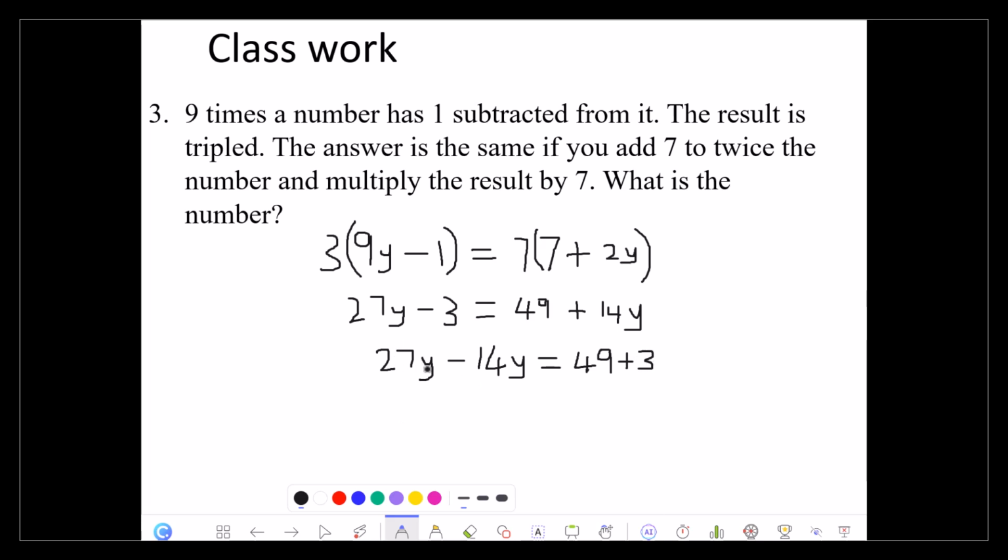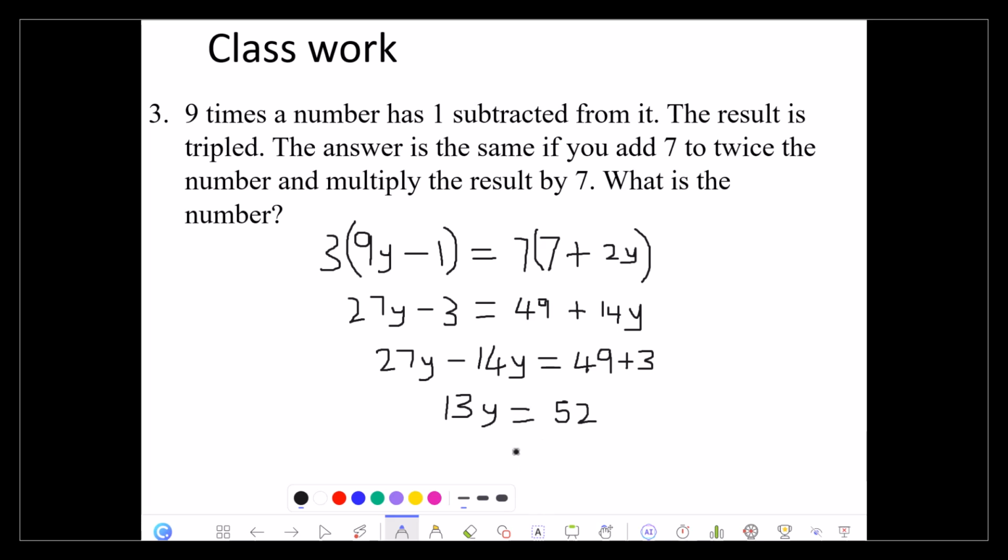Then subtract. Now what is 27 minus 14? So let me do it step by step. 7 minus 4, 3, 2 minus 1, this one. So 27 minus 14 will give me 13. So that is 13y. Then what is 49 plus 3? This one should give us 52.